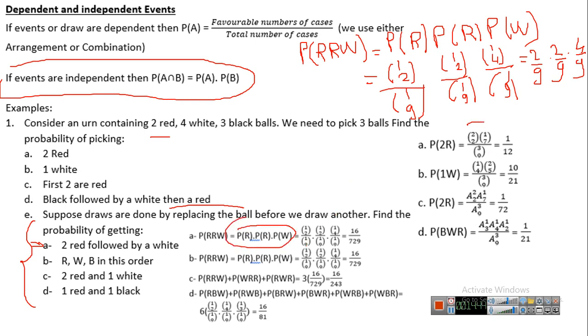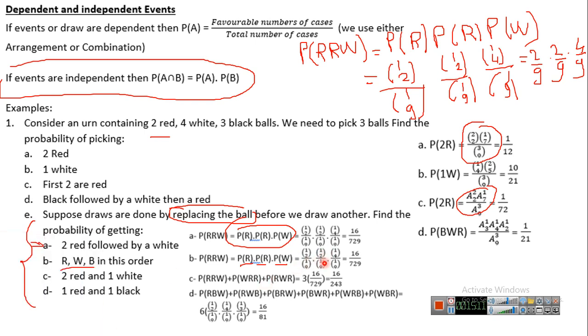However, if it's without replacement, either combination over total, and if order is important, arrangement over total. Then I want red, white, then black. So I want red. So in this order, by replacing the ball before we draw the second one. So P red times P white times P black. So it's 1 out of 2, 1 out of 9, 1 out of 2, 1 out of 9.